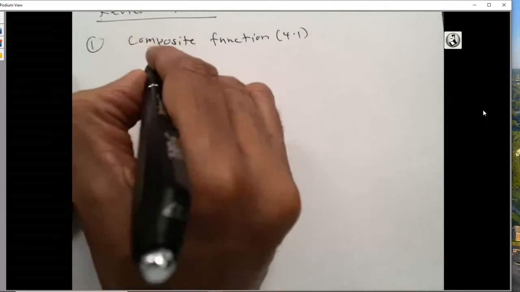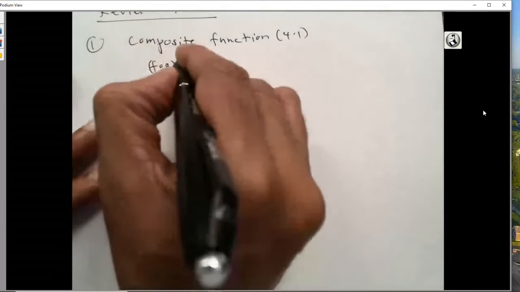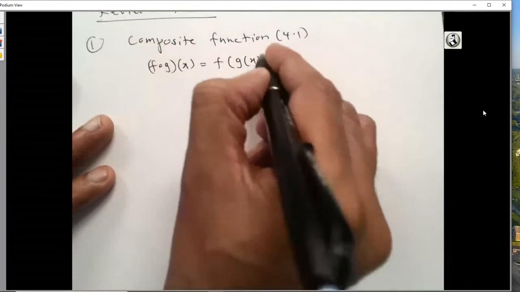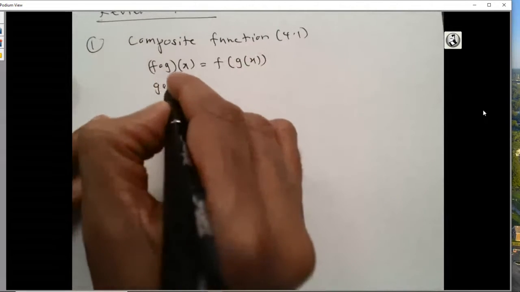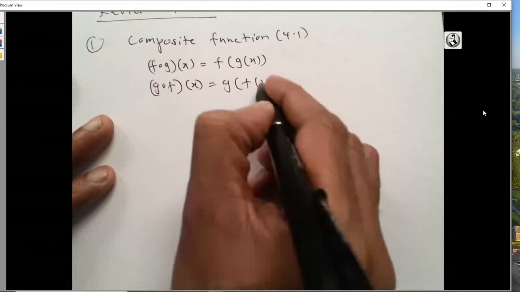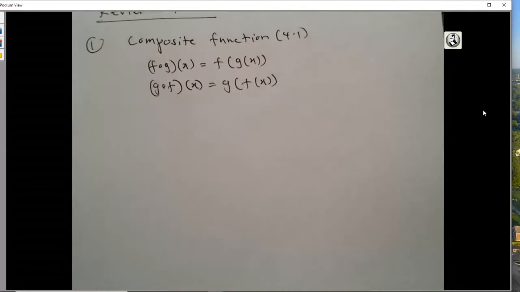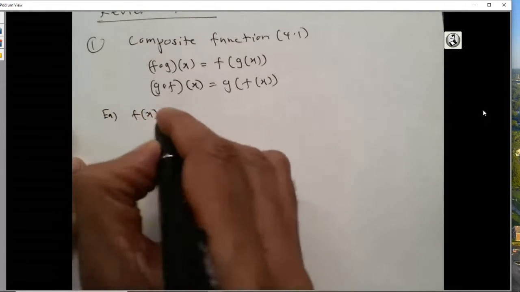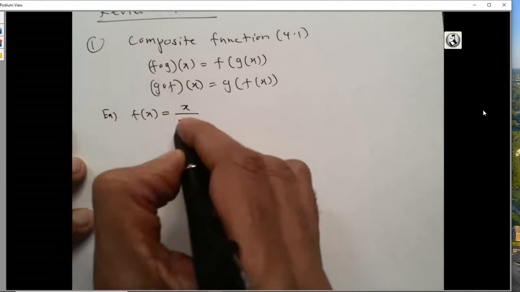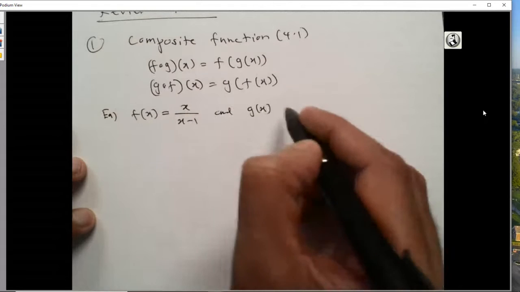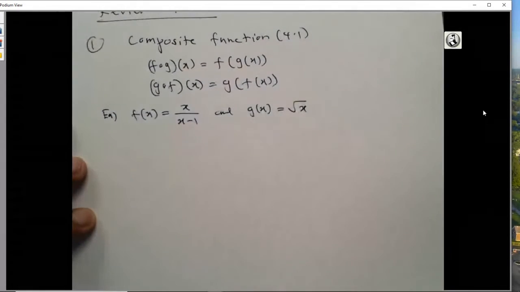We know that the composite function is defined as f circle g. This is what we normally write as f of g of x. And then we also have g circle f, which we write as g of f of x. So which function you put inside matters. For example, let's do this question. Let's say you are given f(x) = x over x minus 1 and g(x) = square root of x.